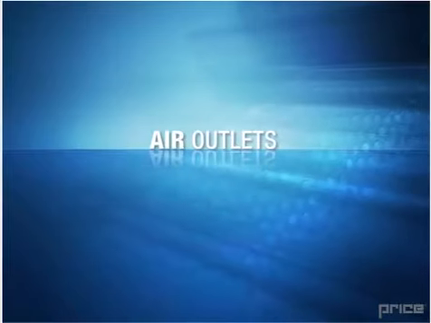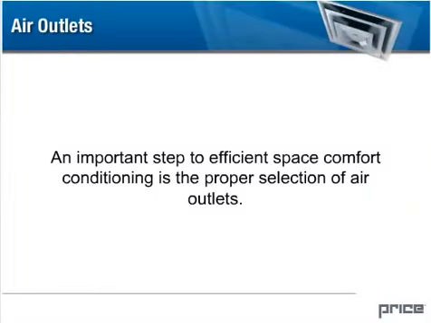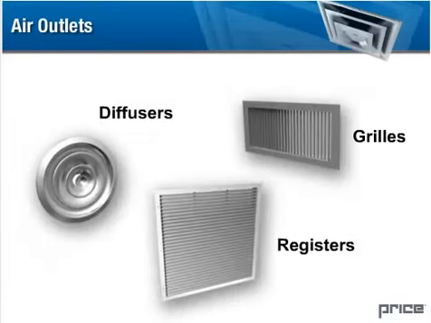Air outlets. An important step to efficient space comfort conditioning is the proper selection of air outlets. This section presents generalized descriptions and characteristics of the types of grills, registers, and diffusers which are commonly used in commercial air distribution applications today.